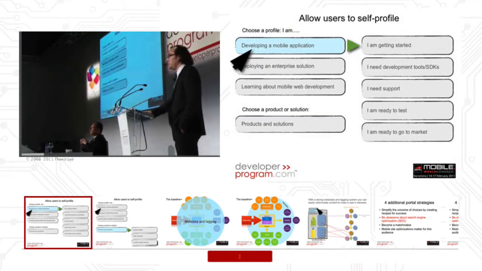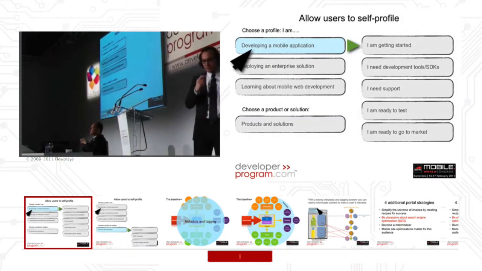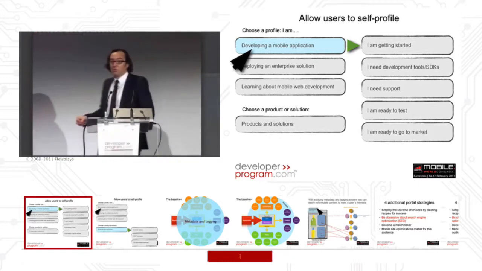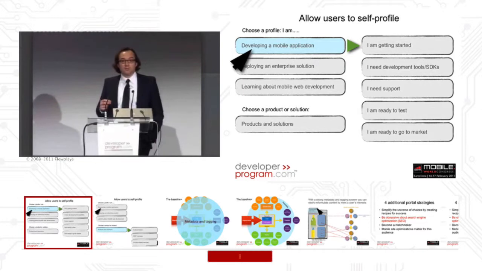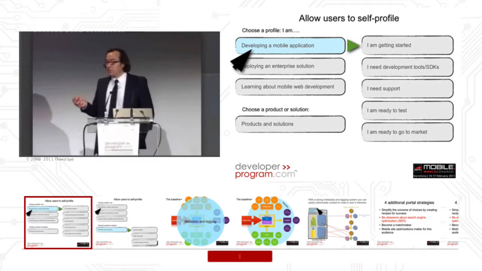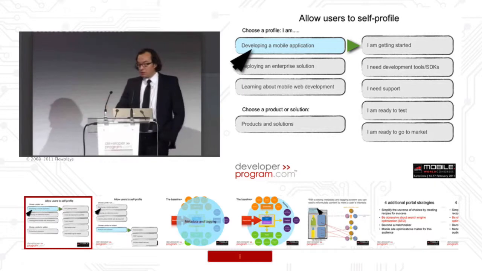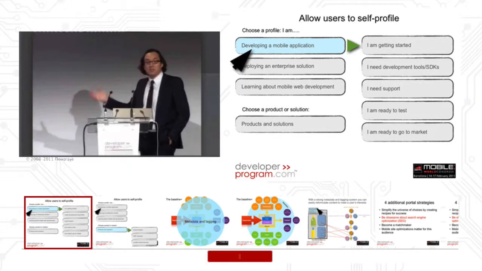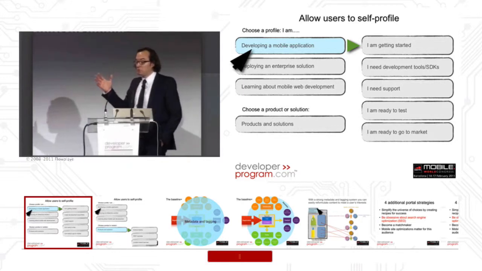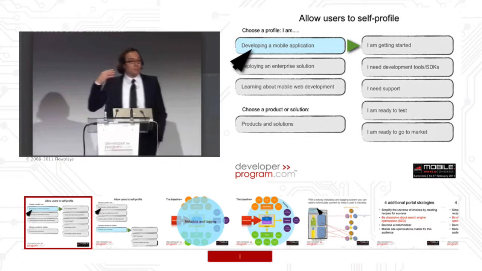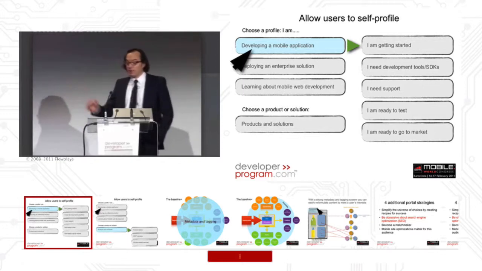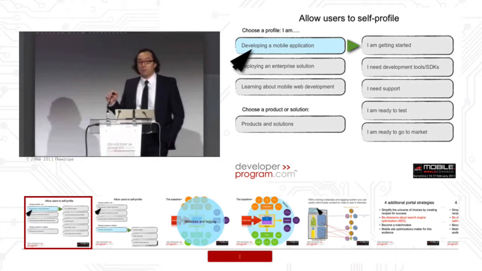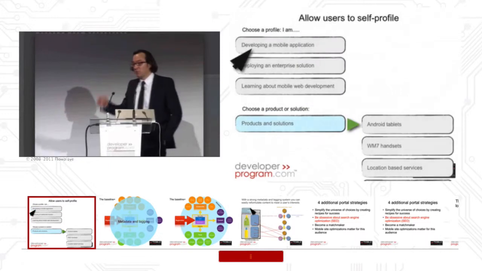But how do you really do that when you have a lot of products and technologies? Well, your portal has to have the ability to give people the right combination of information at the right time. One way you can do this is allowing users to self-profile. So in this case, we've got a user coming in, and at any point in this process, they may be just getting started. They may just need development tools, or they need support on something they've already done. Maybe they're testing, or they're ready to go to market. And then maybe they're using one of a particular set of products that you offer, Android tablets, whatever it is.